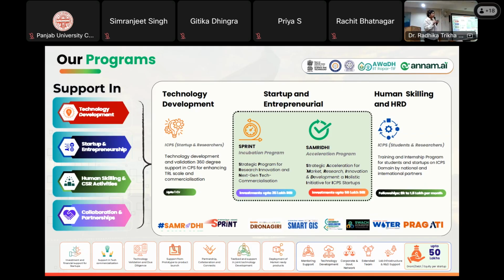Today's topic, we are going to touch upon what technology readiness levels are. I will be explaining from 1 to 9 what the levels are and at what level you will need what support. So at AWaDH IIT Ropar, we are providing support across these 360 degrees.